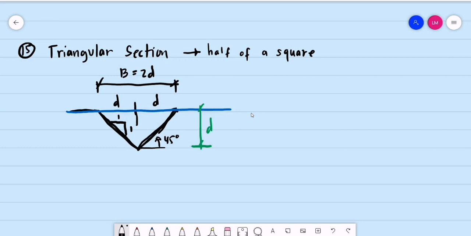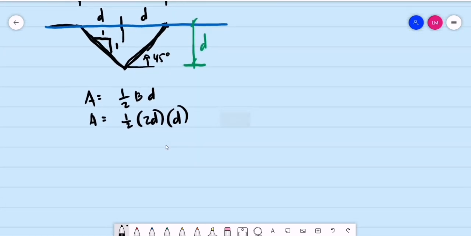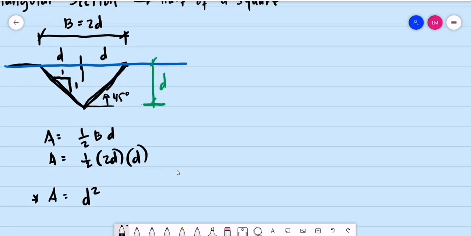How do we compute for the area this time? We have the area is simply 1/2 of the base times the depth. So what is the equivalent of the area? This is now equal to 1/2. Equivalent of the top base is 2D multiplied by the depth is D. So I'll be having the area of the most efficient triangular section is simply the depth squared. This is for a triangular section.